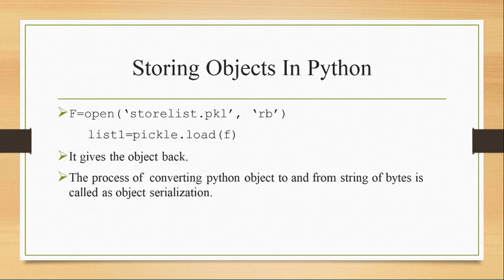If I want to retrieve my object, which is currently in string format, again into the data object type, we can open it in read format and use the load function, load F. It will give us the Python object as it is. The process of converting a Python object to and from a string of bytes is called object serialization.